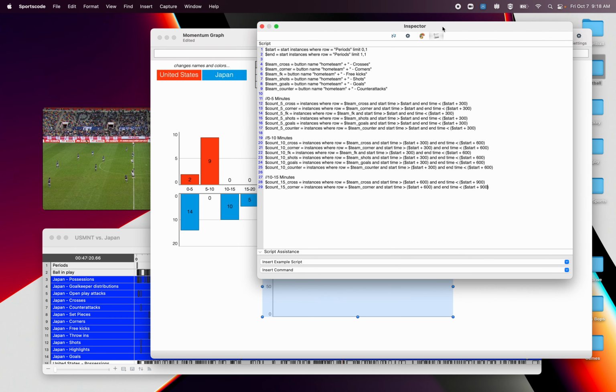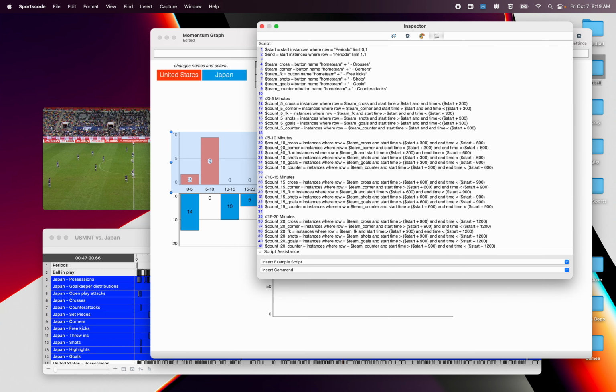Now, I've done it in 5-minute increments. You don't have to do it in 5-minute increments. I've seen people do 1-minute increments. I think that's a little bit crazy because then you're going to have 1,000 lines of script. I've got a lot of lines of script already because I'm counting 6 different events in these time periods. You can just count 1 if you want to make it easier, especially if you're going to have multiple momentum graphs. So you could have 1 for shots, 1 for corners, 1 for final third entries. And you have multiple different momentum graphs charting these different things. I'm just kind of doing it all at once.